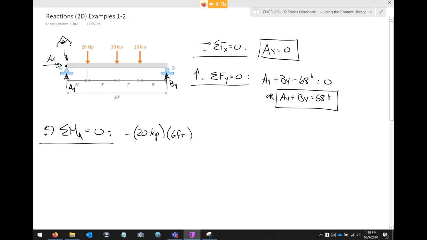Moving on. The 30 kips, positive or negative moment? How far from A? What is the moment arm from A? Exactly right, 15 feet. Somebody help me out with the next one. Just tell me the whole expression. Minus 18 kips times what? There we go. And then we're going to have BY times 30, but is that going to be positive or negative? There we go.